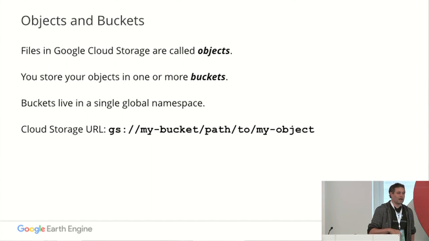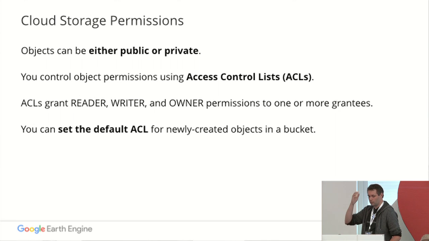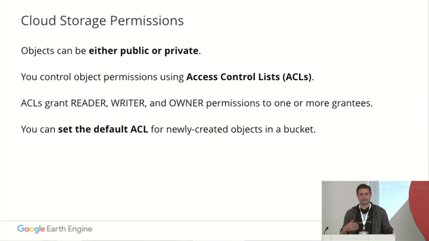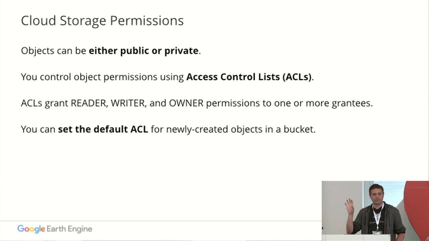Objects can be either public or private, so you can use this for storage of your own data for your computations, or you can use it to serve data publicly on the web. You manage all that at a pretty fine grain using access control lists, or ACLs. That's just a fancy way of saying you can grant reader, writer, and owner permissions on objects to users or groups. One concept we'll encounter later that's very important is the default ACL. If you're about to create 1 million objects, for example, map tiles that you want to render and then serve on the web, you want to get the ACL set right on those 1 million objects the first time, and a default ACL is a great way to manage that kind of thing.